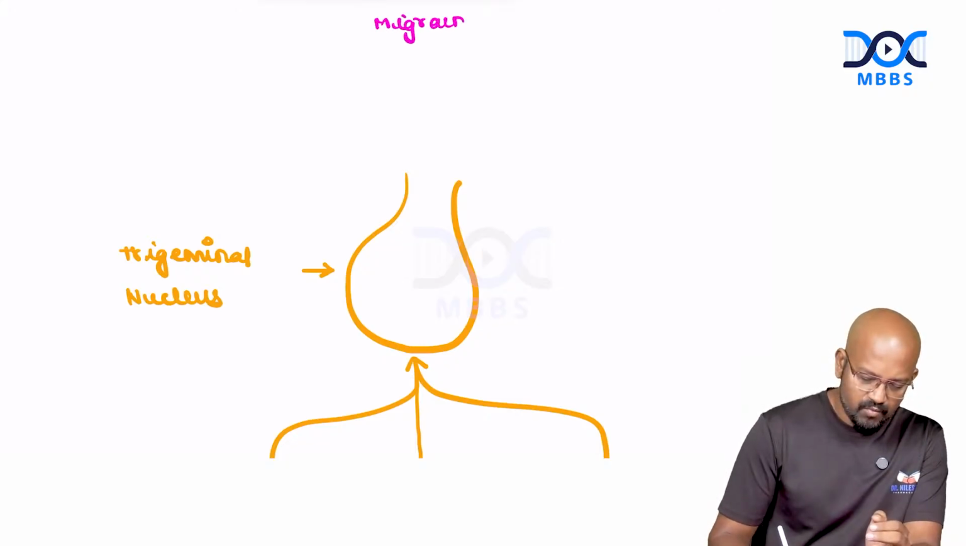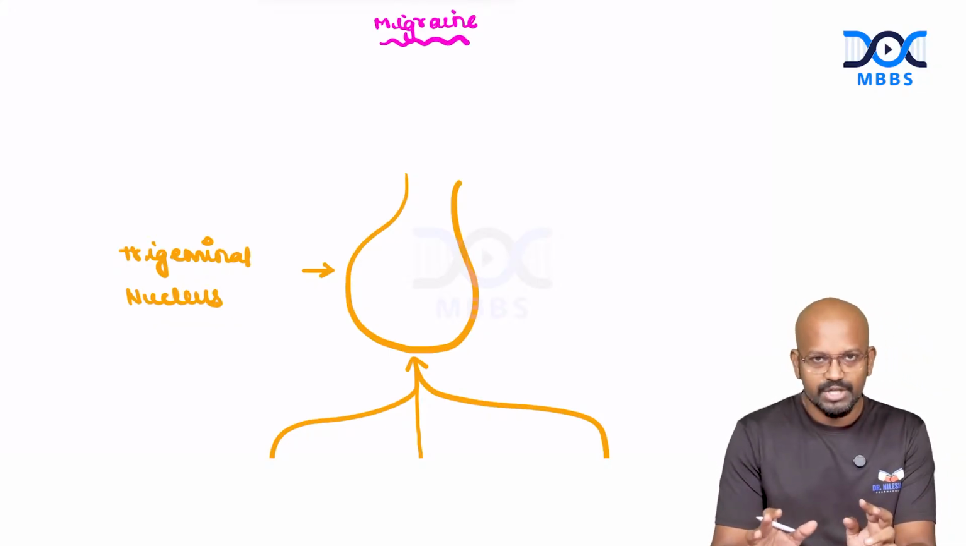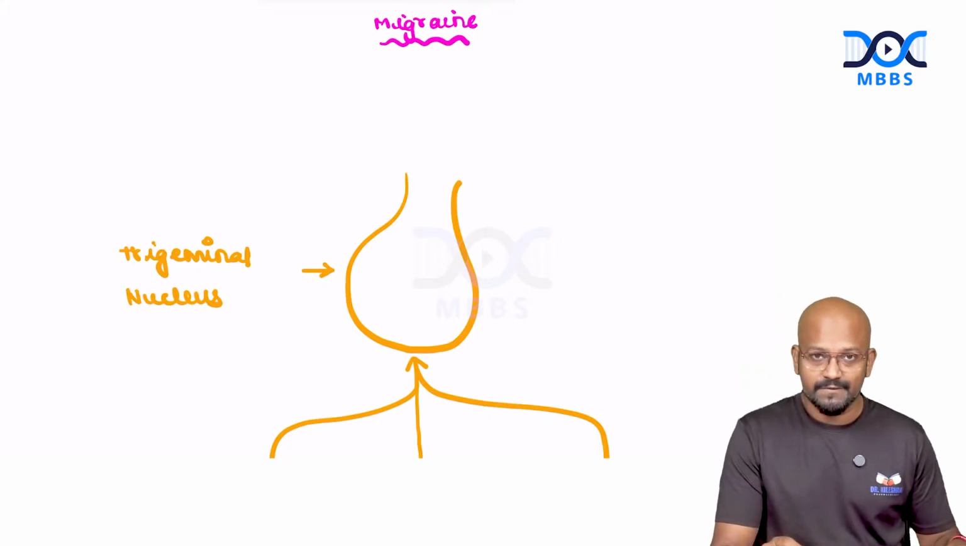We'll be talking about one diagram and two flowcharts. With this, we're going to be completing drugs used for migraine. First of all, what is the pathophysiology of migraine? If the question has been asked as a long answer, they have to write about the pathophysiology too.